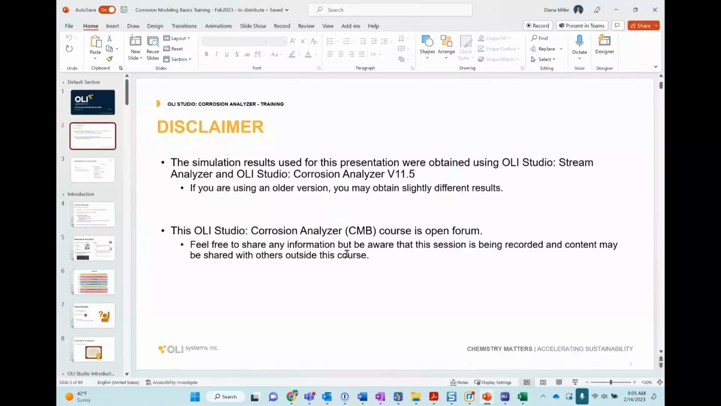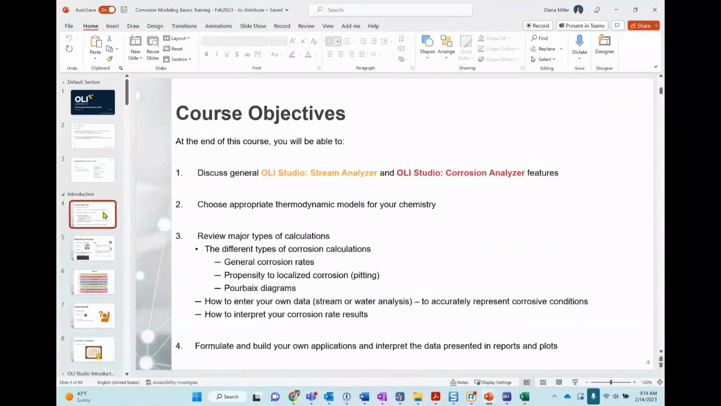If you are using the MSCS RK, I recommend that you have version 9.6 and above to have access to that thermodynamic framework. We will be recording this session so you have it for future reference, you can share it within your own team, and you can come back and see how we did certain calculations with the software.